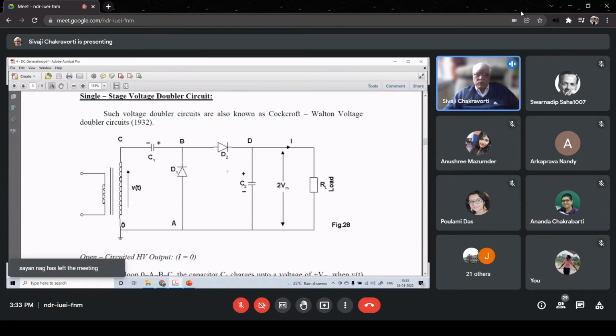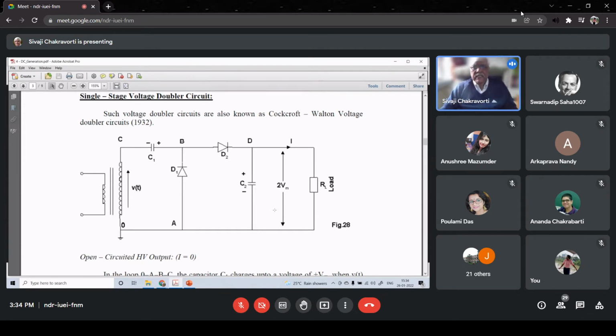What is the voltage up to which C2 will be charged? That's again obvious. That is the peak value of the secondary voltage plus whatever be the voltage of C1, and under no load condition this is Vm. So it will be Vm plus Vm. So C2 will be charged up to a potential of 2Vm. So if we take the potential between ground, which is the bottom terminal, and the terminal D, we get 2Vm.